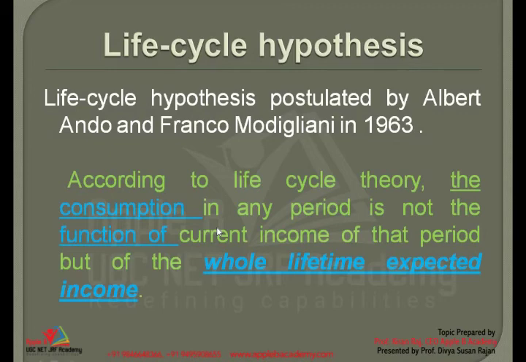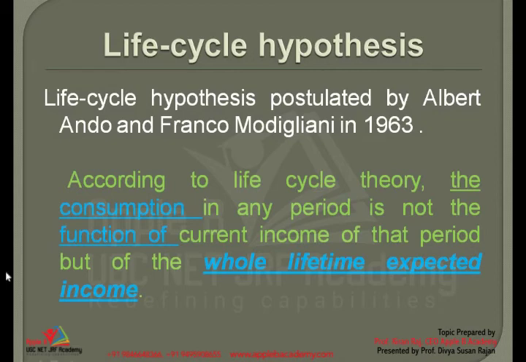Now, according to the life cycle theory, as we had studied in the previous slides, the permanent income hypothesis actually complements the life cycle hypothesis, in that they both argue that consumption does not only depend upon current income. In fact, the consumption pattern of the individual is considered over the life cycle of the individual taken together. So, according to the life cycle theory, consumption in any period is not just a function of the current income of that period, but of the whole lifetime expected income.